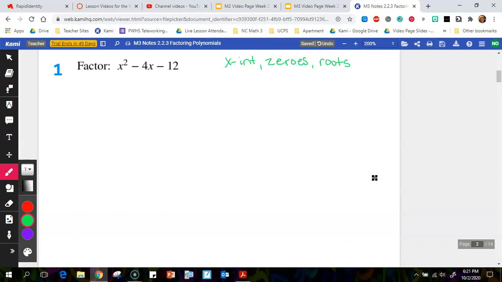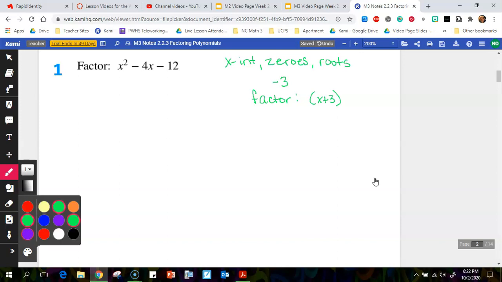Now, if an x-intercept or a zero or a root is, let's say, at -3, then that factor is (x + 3) in parentheses. And so what we're trying to do is find the factors, or the roots or the zeros, of this polynomial here, x squared minus 4x minus 12. Now that's all just kind of an introduction. Let's talk about how you actually do that.